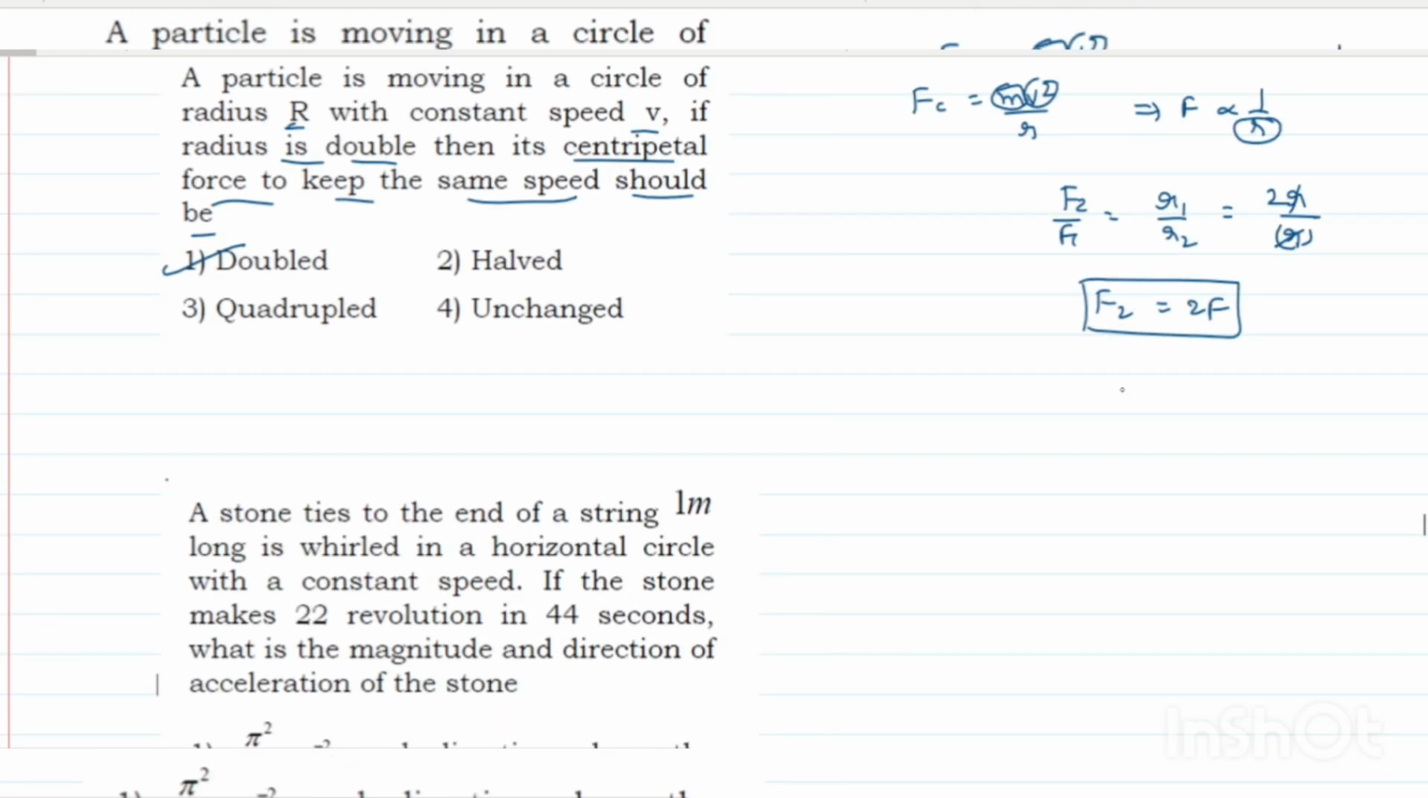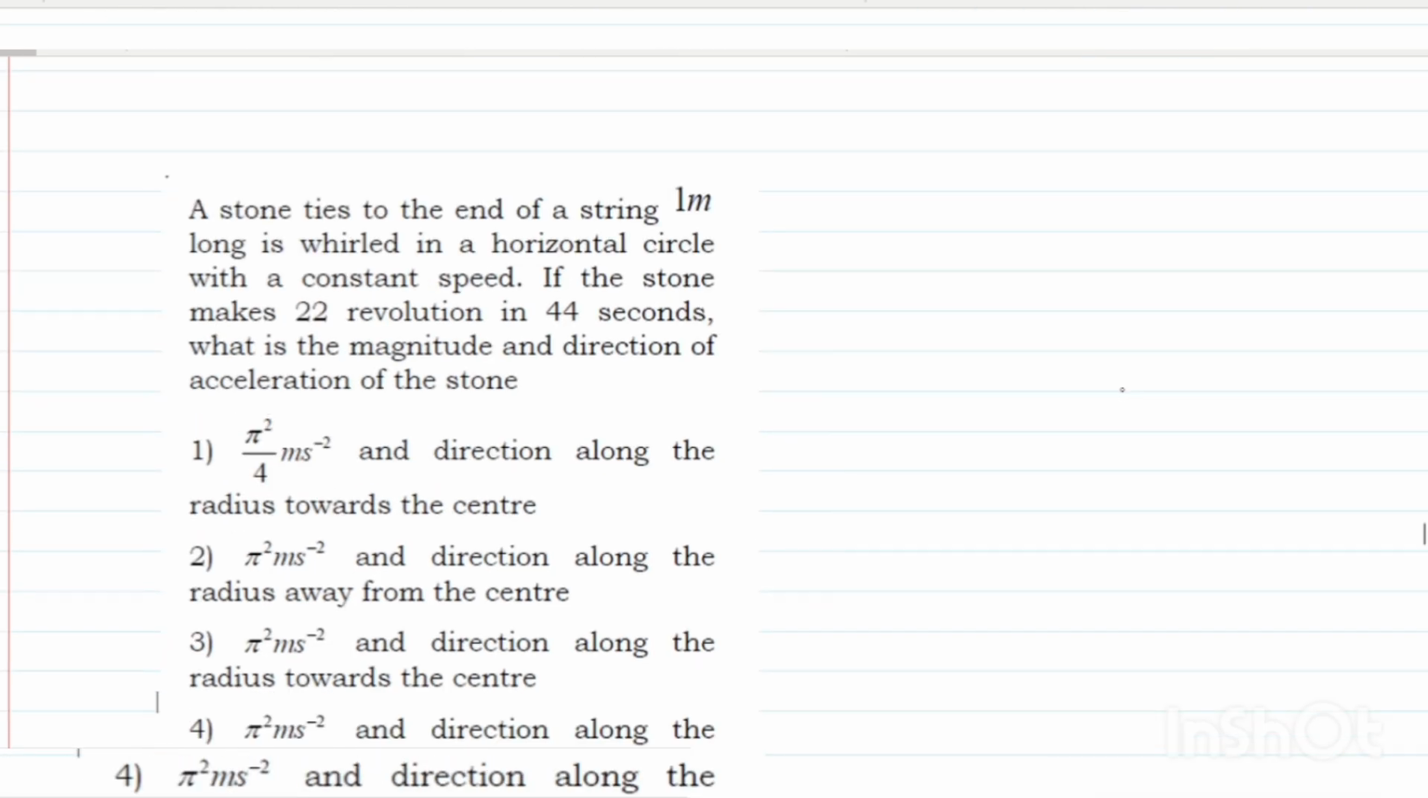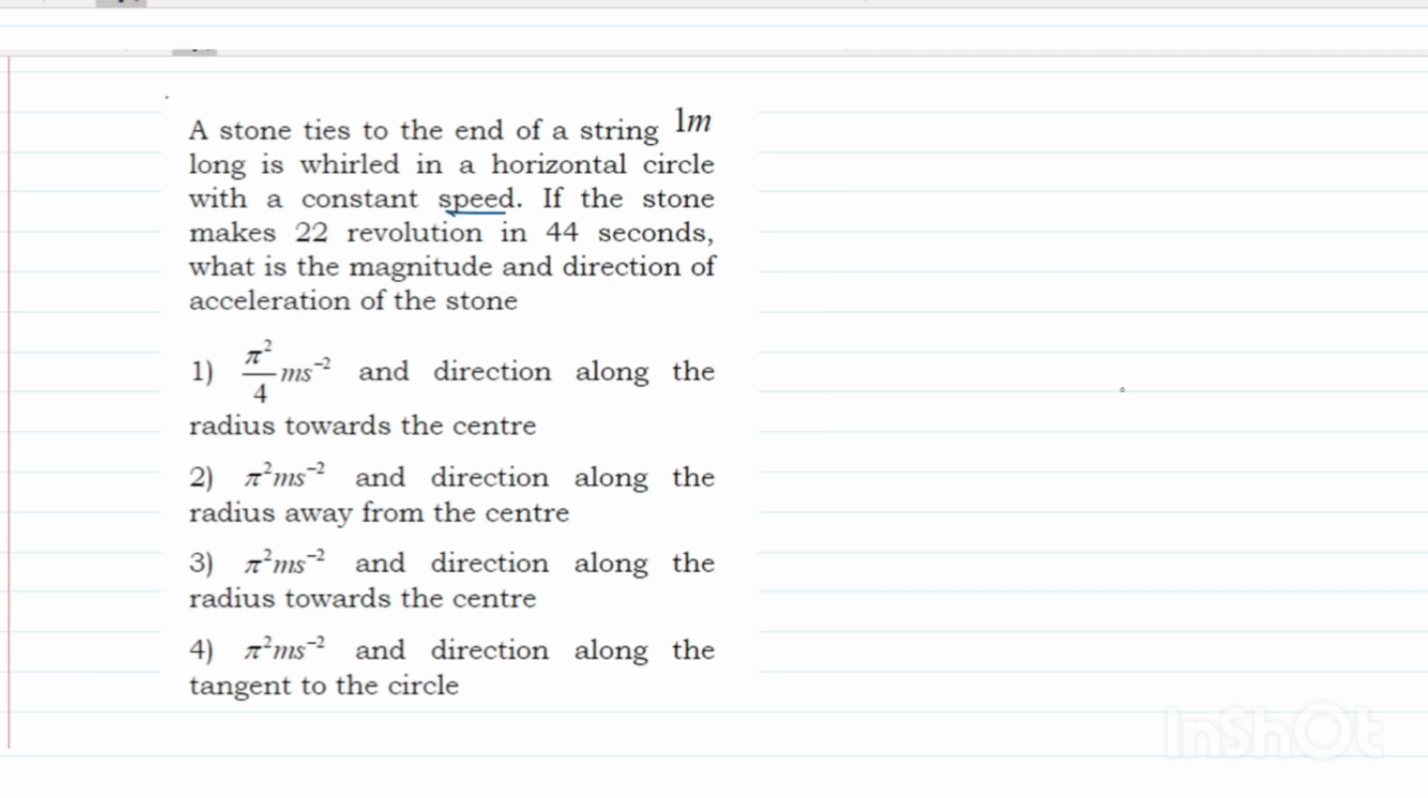A stone tied to the end of a string 1 meter long is whirling in a horizontal circle with a constant speed. If the stone makes 22 revolutions in 44 seconds, so here the frequency is given: 22 revolutions in 44 seconds, which is 1 by 2 hertz. What is the magnitude and direction of the acceleration of the stone, they are asking. So acceleration is the centripetal acceleration, students. That's nothing but omega square r. Omega is nothing but 2 pi f, so 2 pi f whole square into r.